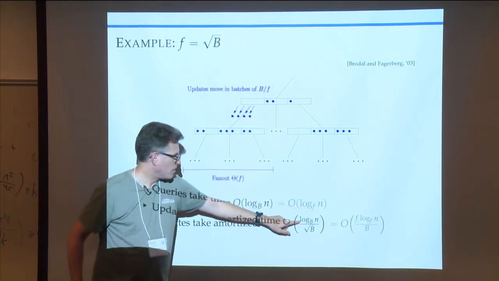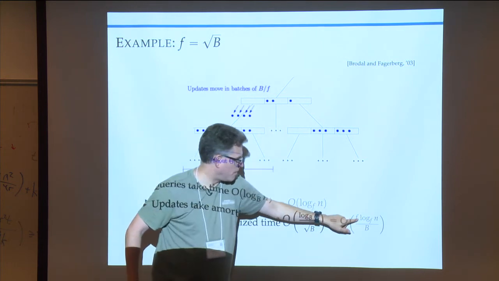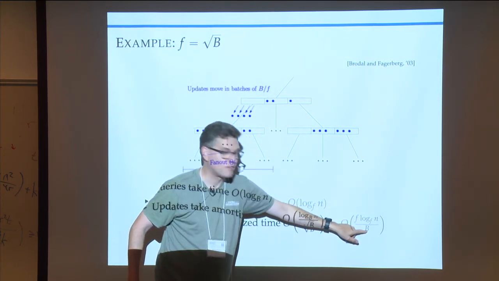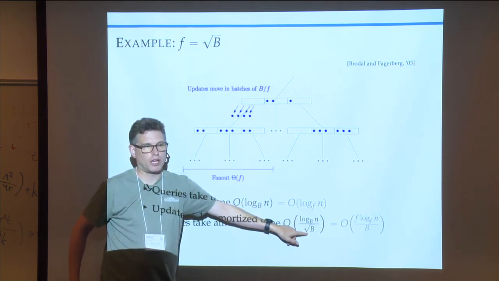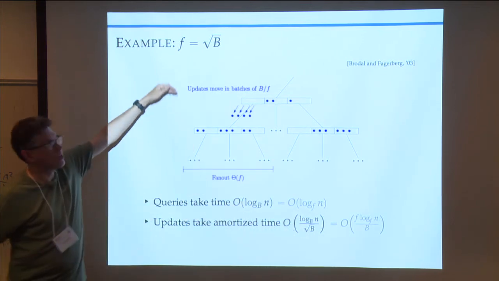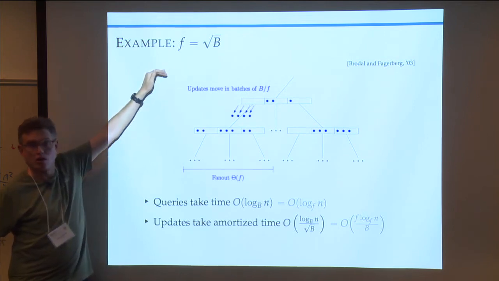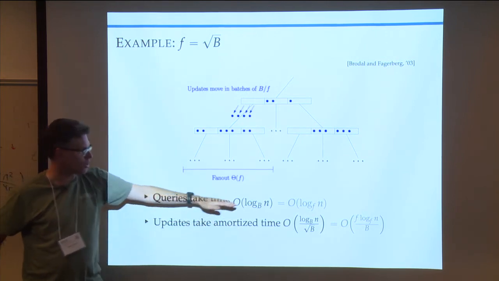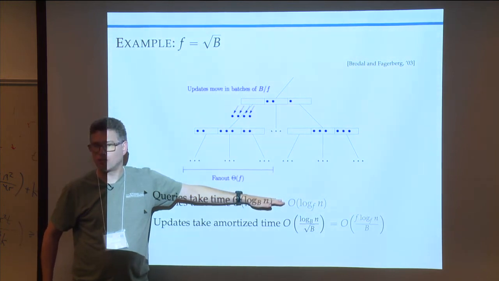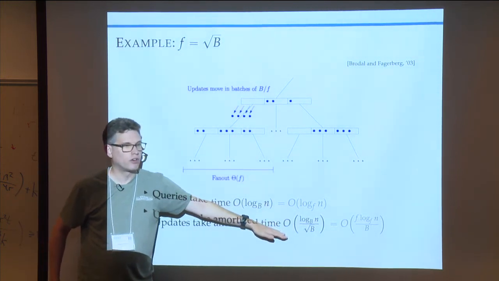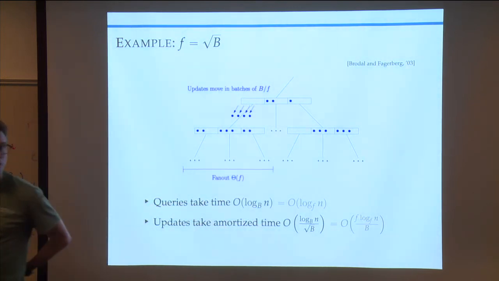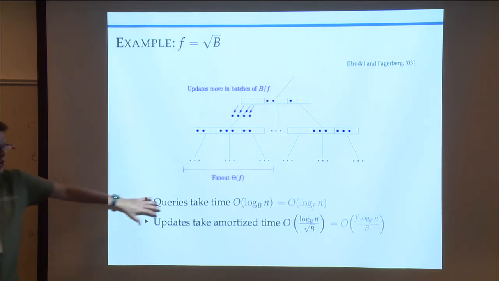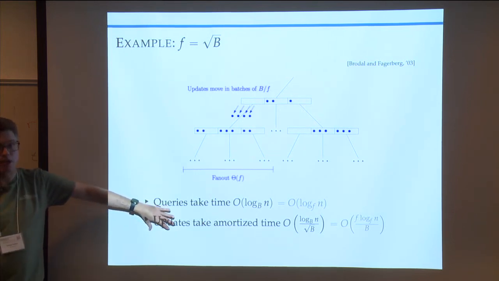On the other hand, f log f of n divided by b is log base b of n divided by square root of b. So with this choice of fan out, we now have a data structure that queries as fast as B trees, but inserts asymptotically faster. And so from an asymptotic point of view, there's actually no reason ever to use a B tree, because this is a data structure that strictly dominates it asymptotically.